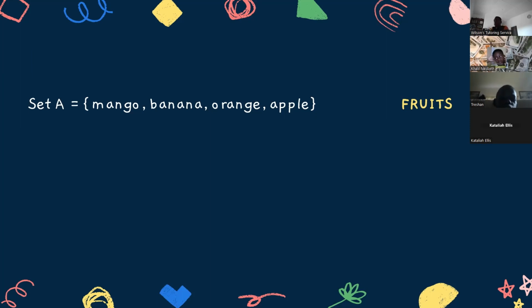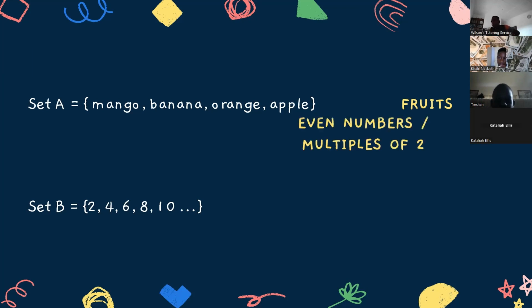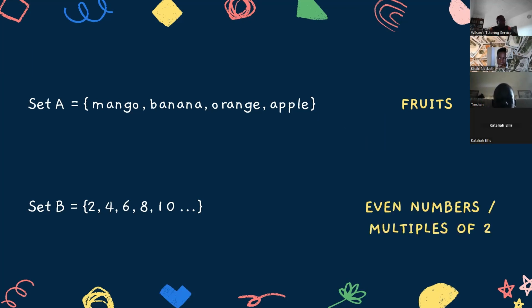Let's move on. I have 2, 4, 6, 8, and 10, and then I have the ellipsis behind it. What would this be? Set of even numbers. Now, how do you know that it's a set of even numbers? It always counts up with 2 and continues with 2. Oh, it's counting by 2. Right, very good. So it's even numbers, or you would say multiples of 2.